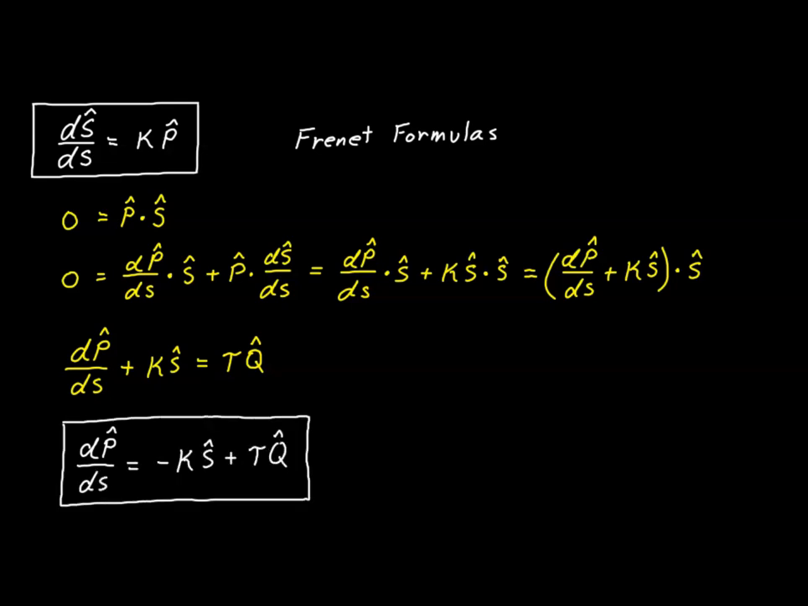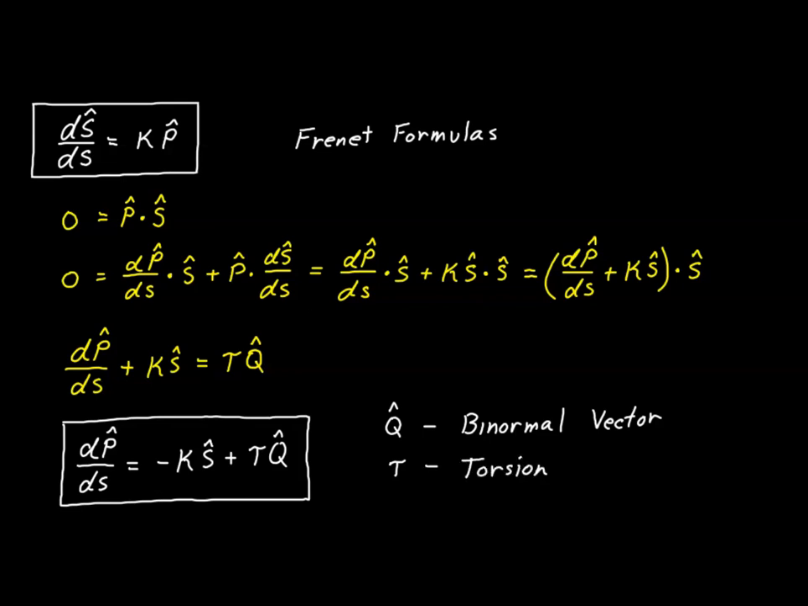What we have here is the second of the three Frenet formulas. So let's define the two new objects that we've got right here. Q is a new unit vector, and it's known as the binormal vector. Tau is a scalar factor that represents the magnitude of this vector, and it's known as the torsion.